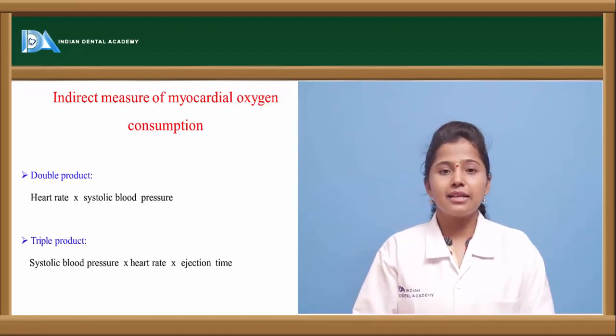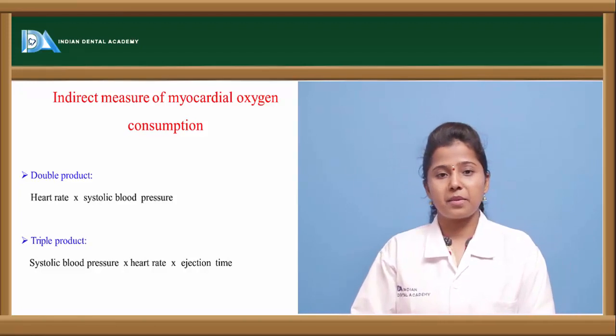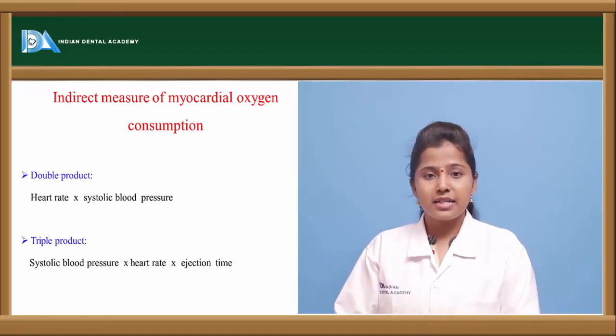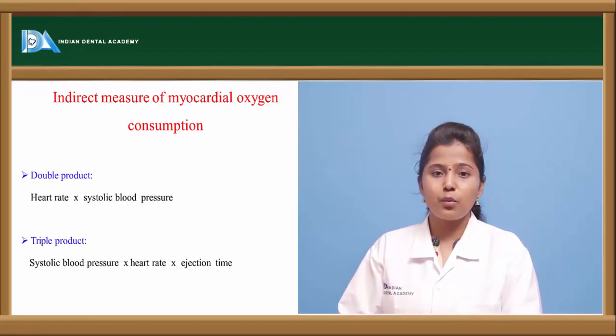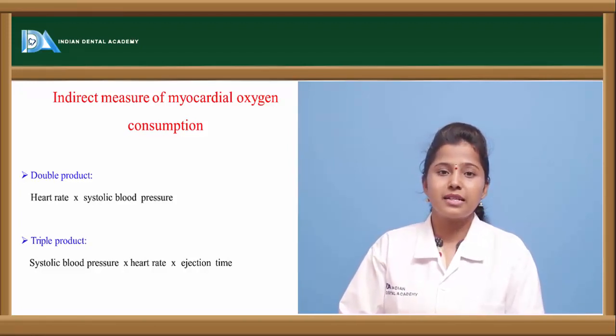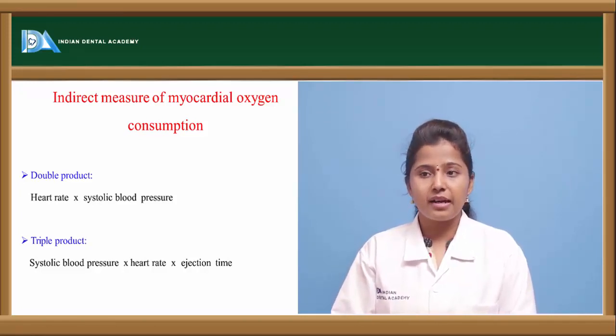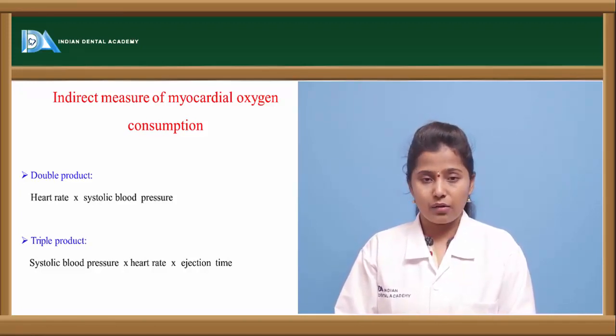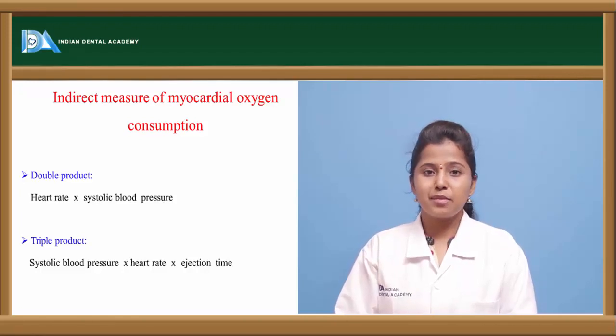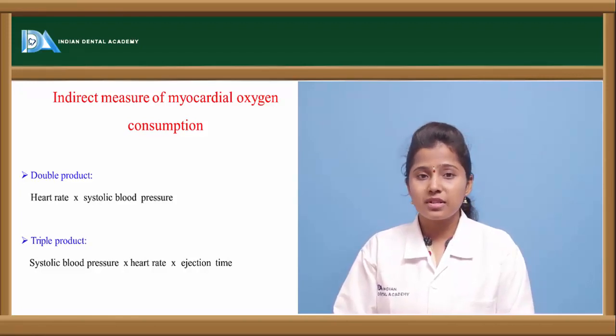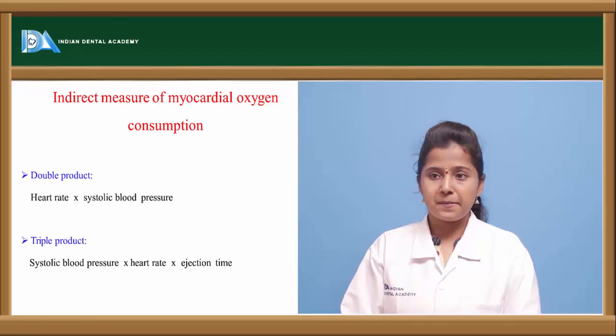And the other method is the triple product method. Here the heart rate, systolic pressure as well as ejection time, the time for which the blood is ejected out from the heart, are considered. If these three parameters are multiplied, then the triple product can be calculated. By these methods, we can find how much oxygen is required for the heart.